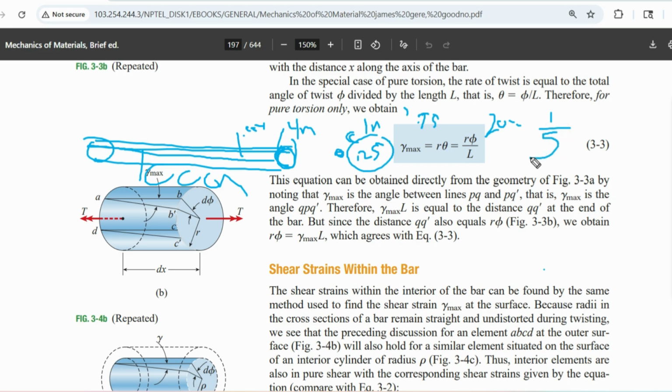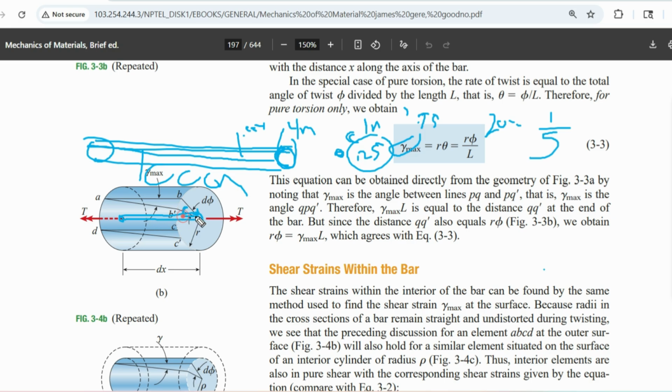So now, that's the stuff. That's probably where we're going to end this video, because the next thing we have to talk about is, this is the max, but if we go inside the bar, see how this angle doesn't change. The rate of twist right there, or this d phi, doesn't change. But as we go inside the bar, this gamma does. And if we take a little cylinder inside of this, then this angle doesn't change.